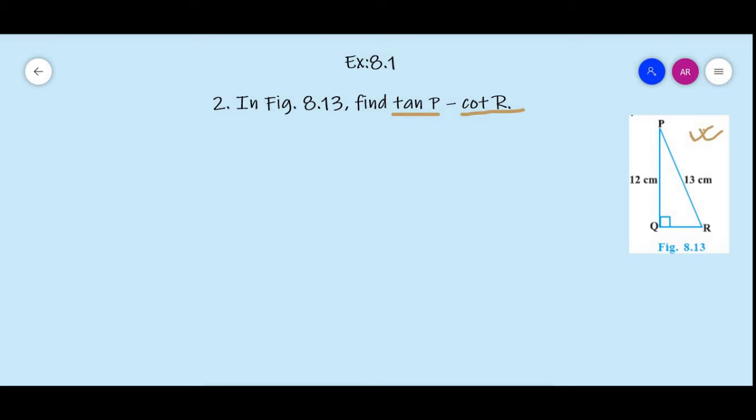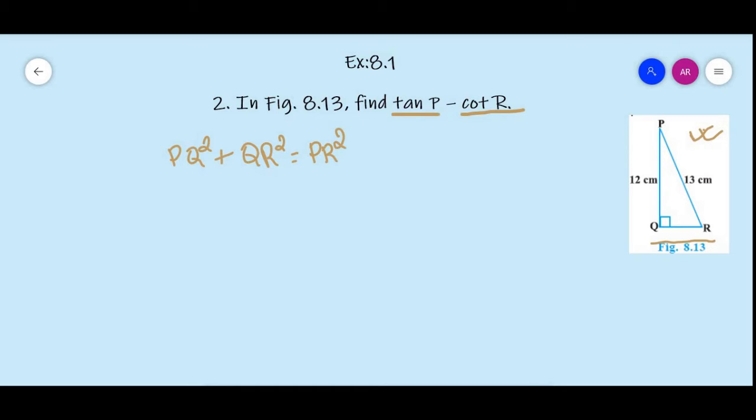So this is the diagram for us, and we have been given the values of PQ and PR. Again, if we know the value of QR that we have here, then we'll be able to solve the problem and get the trigonometric ratios tan P and cot R. For this also, we can use the Pythagoras theorem that we used in the previous problem. As you see, the hypotenuse here is PR. So it's going to be PQ square plus QR square is equal to PR square.